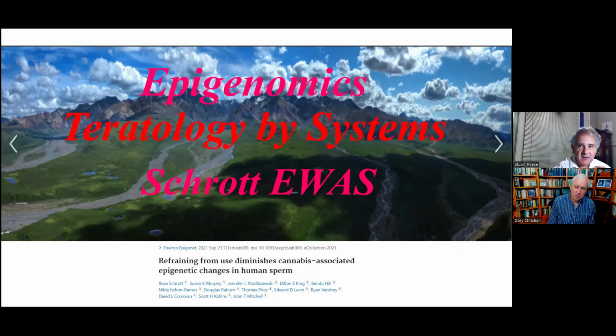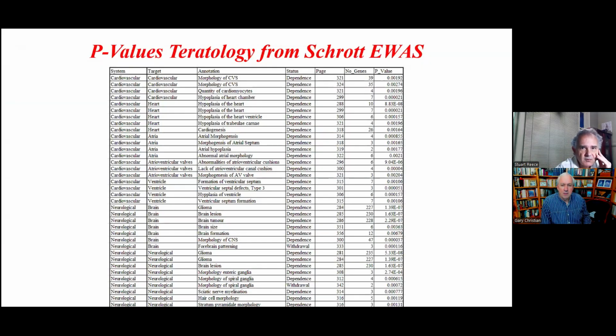But how does it actually achieve this damage across so many different body systems? To look at this, we're going to look at an epigenome-wide association study, or an EWAS, from this brilliant North Carolina group that leads the world. It was coordinated studies in rats and humans, so it's a two-species EWAS study.